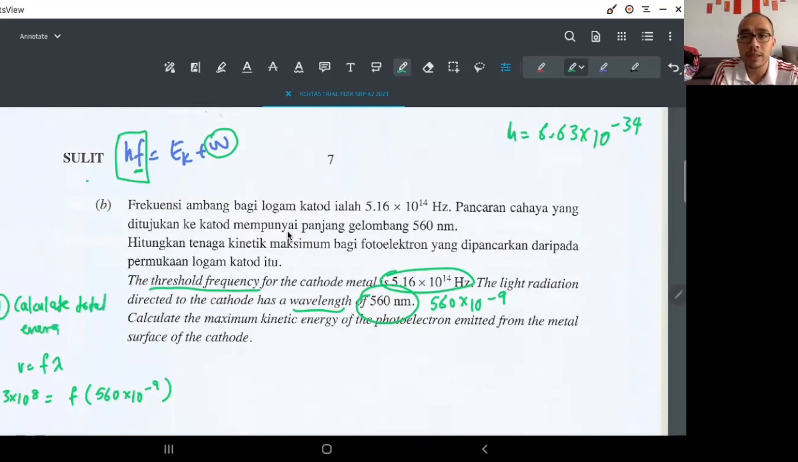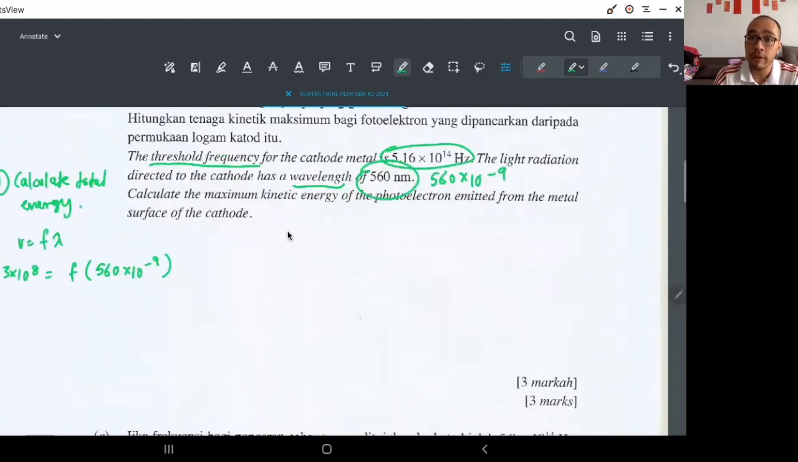I don't have the answer, I only have the final answer, so I can tell you the steps now. The first step is to calculate the total energy by using E equals hf. But you are only given the wavelength, so you have to calculate the frequency of that particular light radiation by calculating v equals f lambda. Second step, calculate the work function.